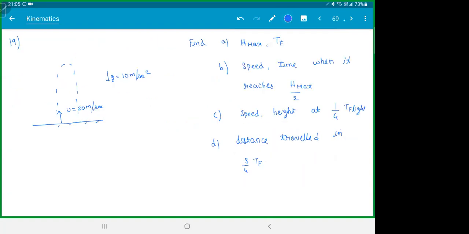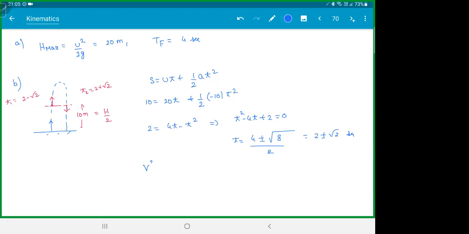And what is the next thing? You're asking for speed. So I will use the equation v square minus u square is equal to 2as. So v square is equal to 20 square plus a is minus 10 and s is also 10. That is 200. So v is equal to 10 root 2 meters per second. Easy? That is right. Please check. Any doubts? Clear with this?